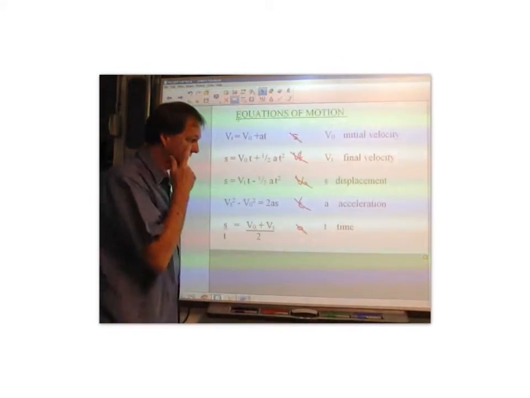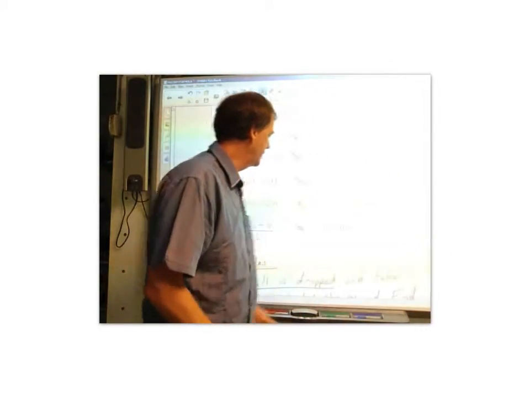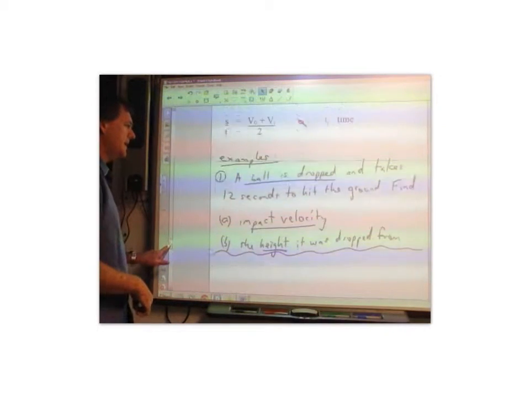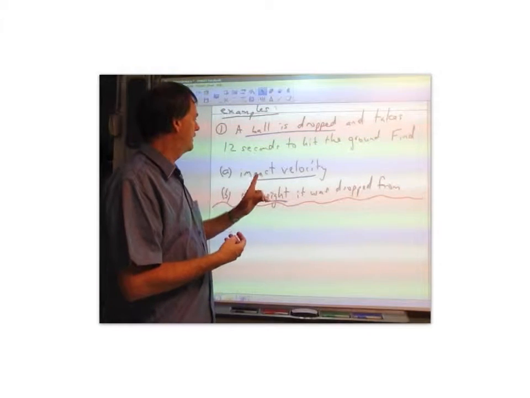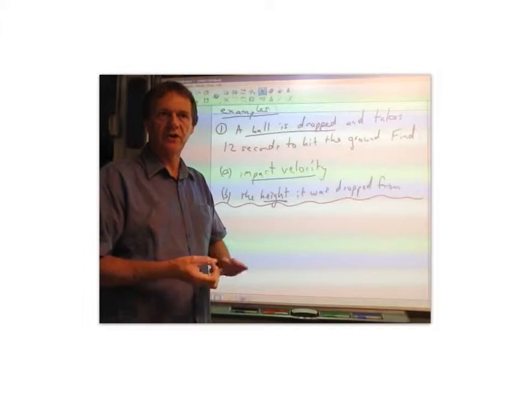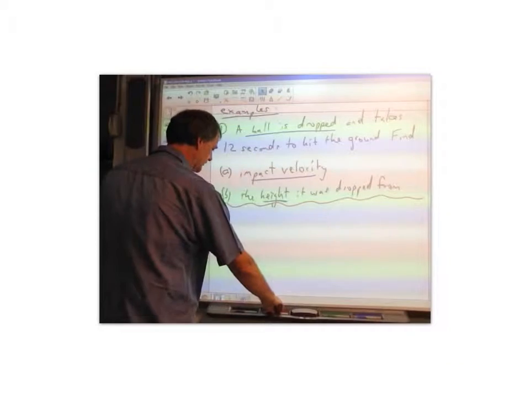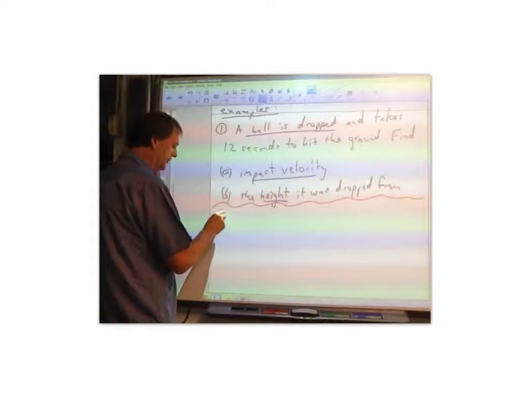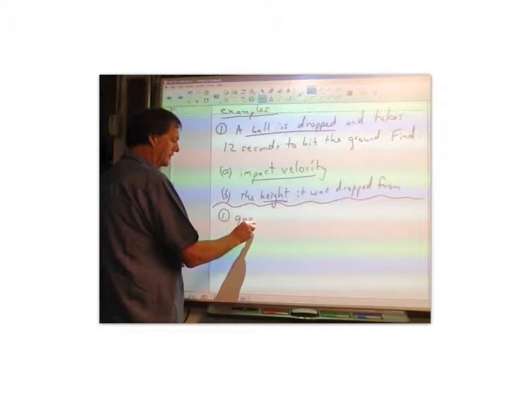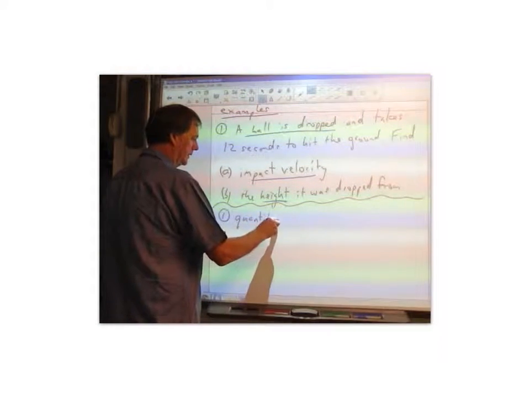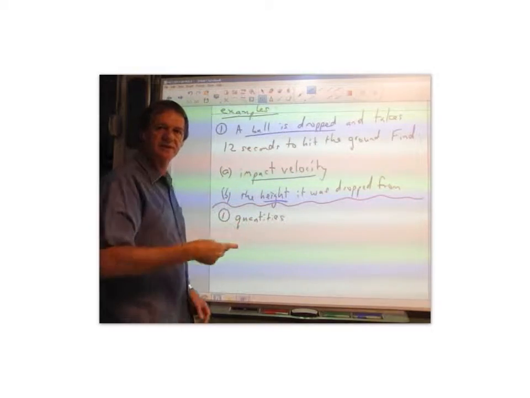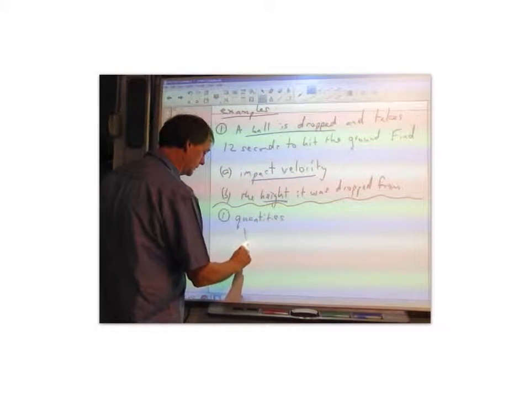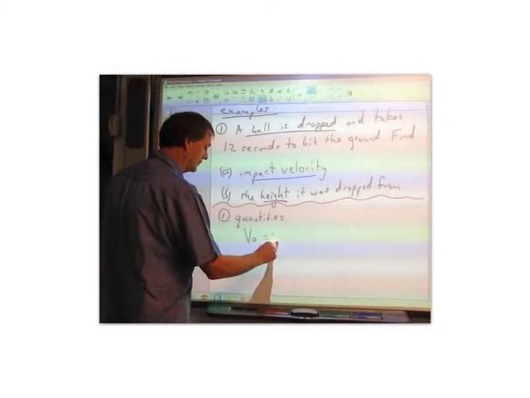Okay? So let's have a look at some examples of this. If you were told that a ball was dropped and takes 12 seconds to hit the ground, find the impact velocity. So the first step is what quantities do I have? And you can answer this the same all the time. You've been told it's dropped, which means the starting velocity is actually 0. And you have to realise that for yourself.